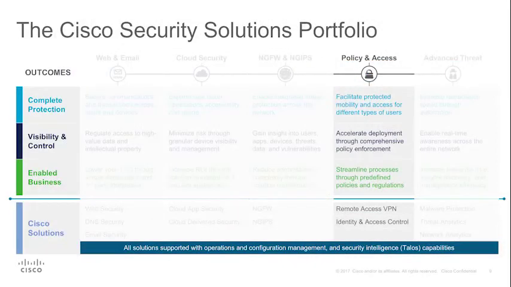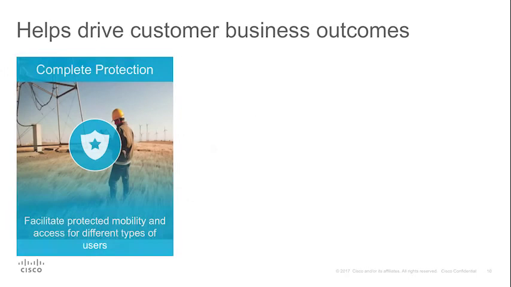As we've seen before, policy and access includes remote access VPN and identity and access control solutions, all coupled with Cisco's robust management and security intelligence, Talos. These solutions all come together to deliver value to businesses and drive business outcomes. Cisco's policy and access solution stops threats from getting in and spreading, controls all access from one place, and enables customers to see and share rich user and device details.